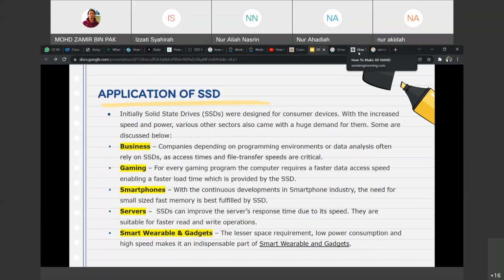The fourth one is servers. SSDs can improve the server's response time due to their speed. They are suitable for faster read and write operations. And the last one is smart wearables and gadgets. The lesser space requirement, low power consumption, and high speed make it an indispensable part of smart wearables and gadgets.